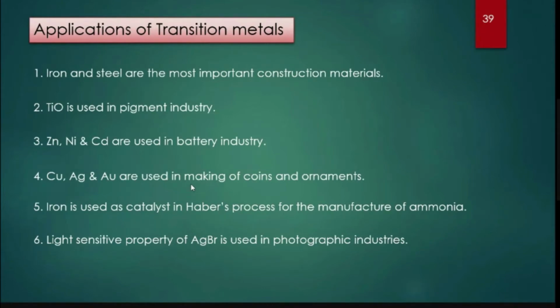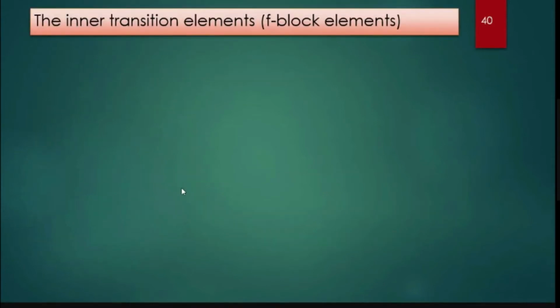Silver bromide is known to be photosensitive, or it is found to be light sensitive in nature. That property of silver bromide is widely used in the photographic industry. So these are some of the applications of transition metals. Let's pass on to the next topic. Next topic is F block elements.